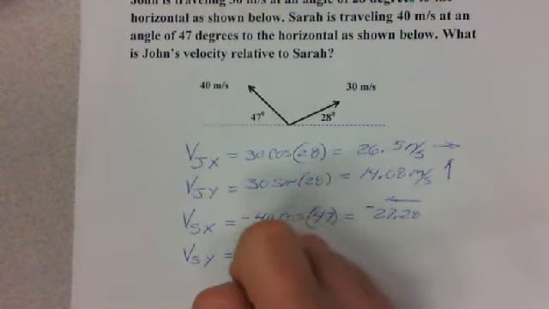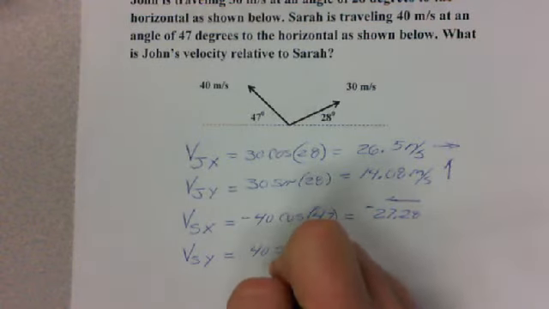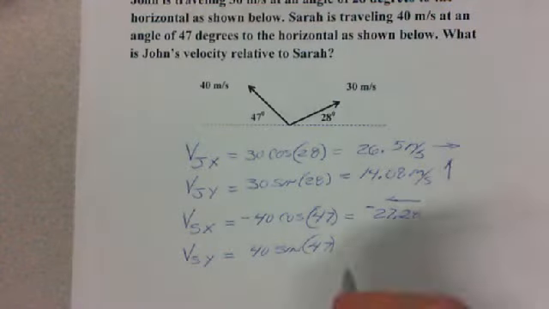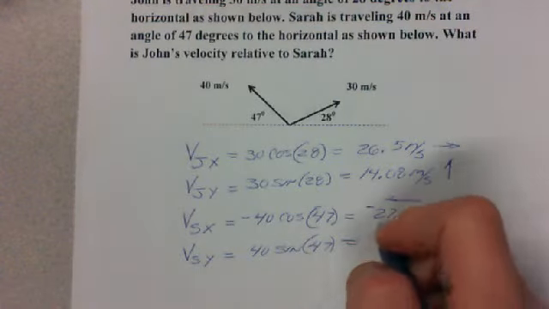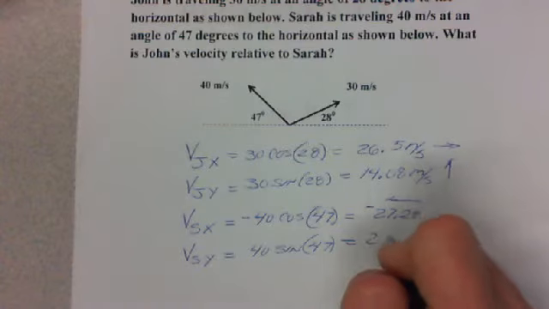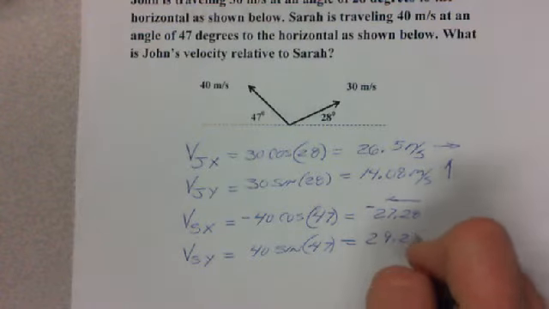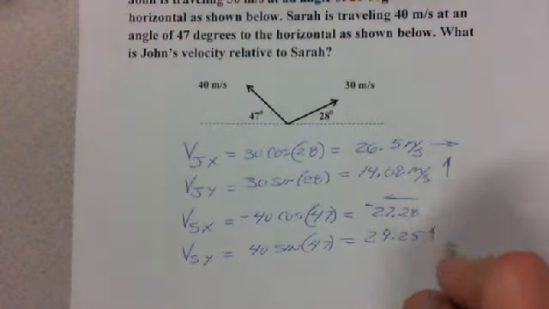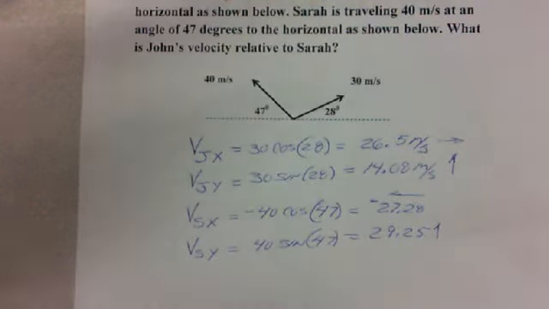Now we'll find the velocity of Sarah with respect to the y. When we do that, we will do 40 times the sine of 47, because the y component obviously is going up, head up to this direction. We'll run that and we will get a velocity of 29.25. Okay, and we'll show a vector going up. Alright, now this is really the easy part.